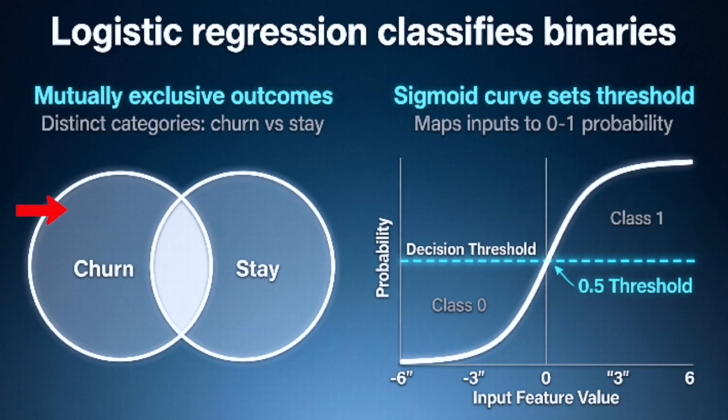Logistic regression is a supervised machine learning algorithm used for binary classification, where the outcome consists of two mutually exclusive categories, such as churn or stay, spam or not spam, or yes or no. Unlike linear regression, logistic regression predicts the probability that an input belongs to a particular class. It uses the sigmoid logistic function, which maps the model's output to a probability value between 0 and 1. A classification threshold, commonly 0.5, is then applied.